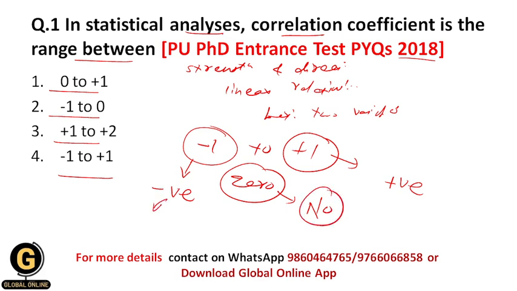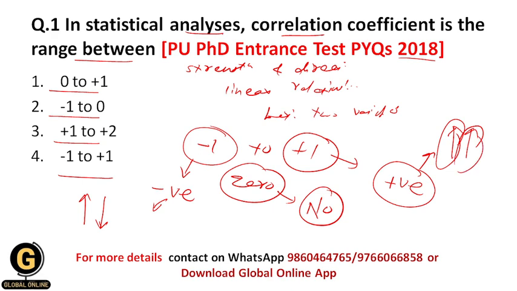Perfect negative means the two variables have a negative correlation. If you increase the value of one variable, then the other variable will decrease its value. In positive correlation, both variables have a positive correlation. It means that once you increase the value of one variable, the other variable also increases its value. So that's why, students, it ranges between minus 1 to plus 1, and here your correct answer should be option 4.